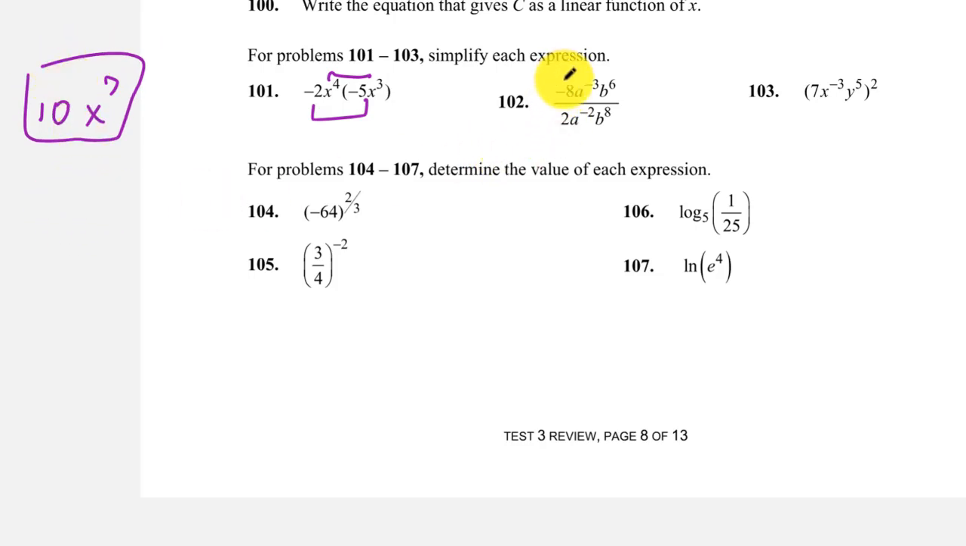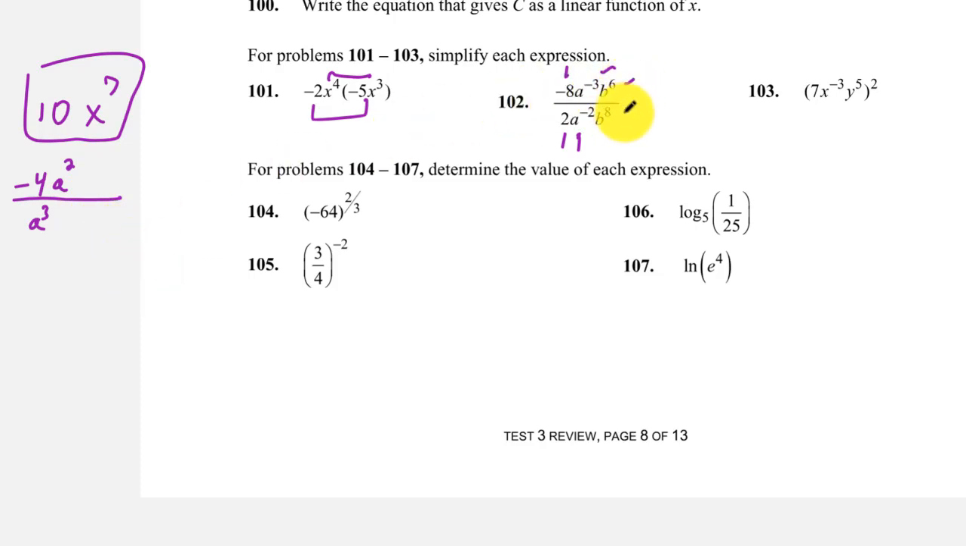Number 102, let's handle like terms. So negative 8 divided by 2 is negative 4. Now I have an a to the minus 3 on the top. If I bring it to the bottom and make the 3 positive, that's okay, right? To get rid of the negative exponent, you flip the base, or you take the reciprocal of the base and make the exponent positive. So I have an a to the negative 2 on the denominator. I simply bring it to the top and make the a squared positive, or the exponent positive.